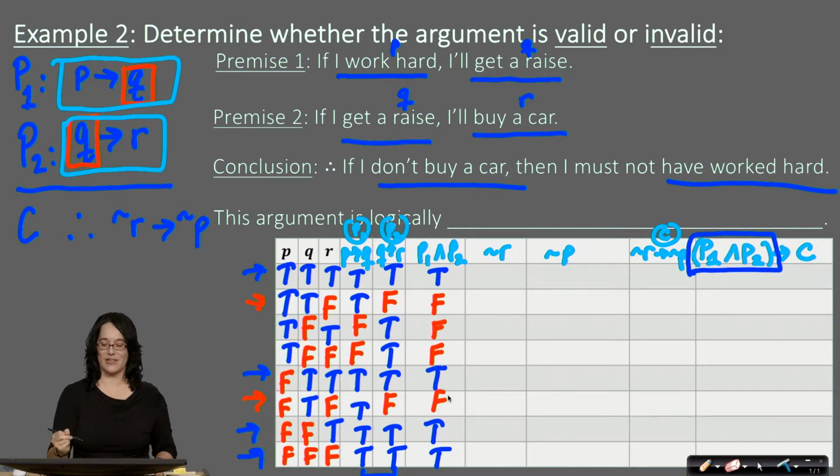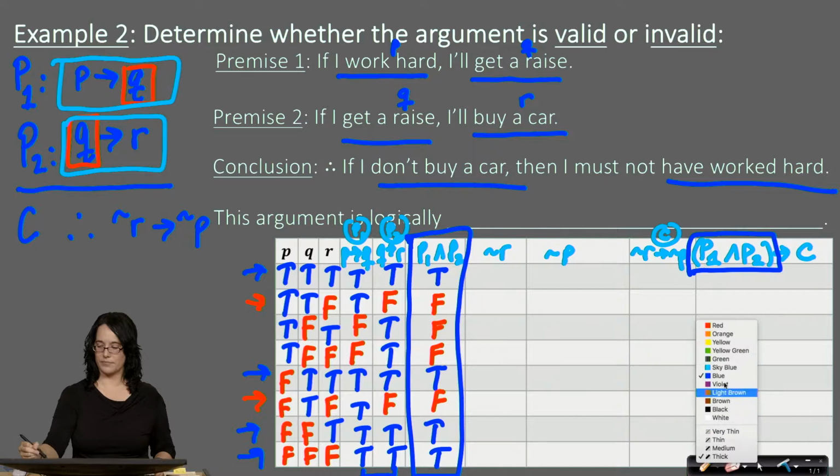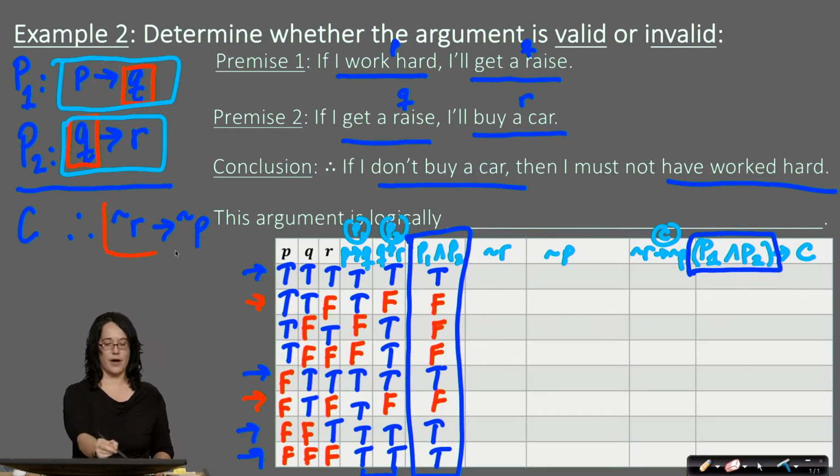Okay. So this is going to be an important piece of the puzzle, right? That's going to be very important. That's when our premises are both happening at the same time. But now let's head over to our conclusion here. Our conclusion is going to be right here, not R, then not P. So we need a not R column, which is just take the opposite of every entry of the R column.